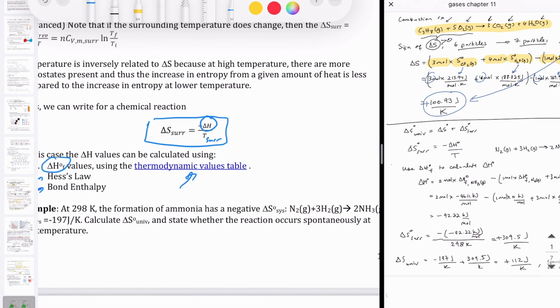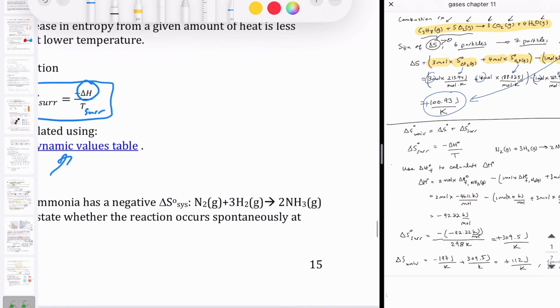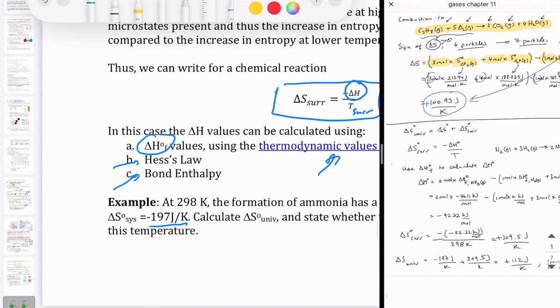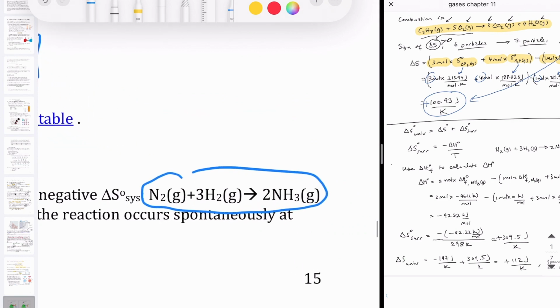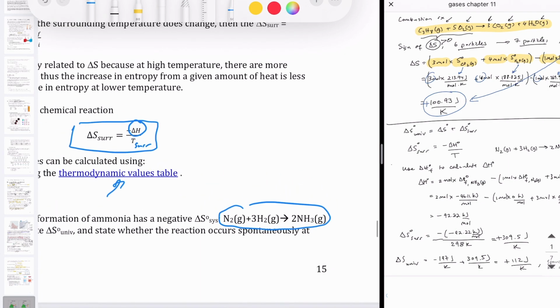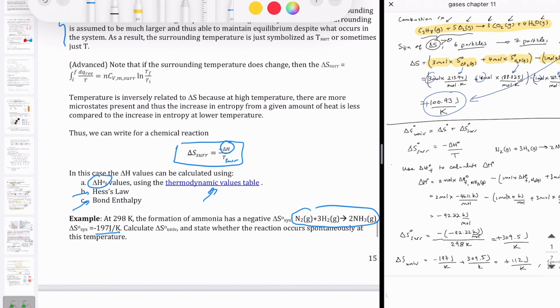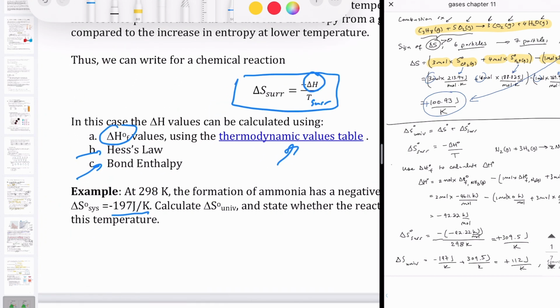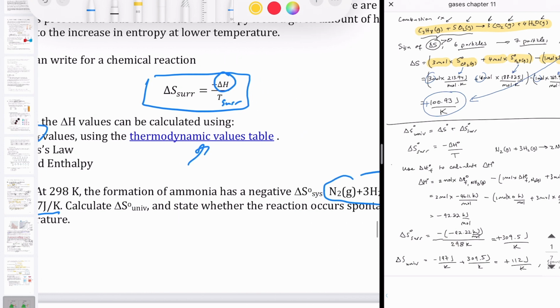So the example here says the formation of ammonia, which is this reaction right here, has a delta S of the system that is negative 197 joules per Kelvin. Now again, even without being given that number, you can tell that this is going to be a negative change in entropy of the system because we have 4 particles of gas going to 2 particles of gas. So it's going to be fewer particles, going to be fewer microstates, right? But we were told that that delta S of the system is negative 197, which again confirms our prediction.